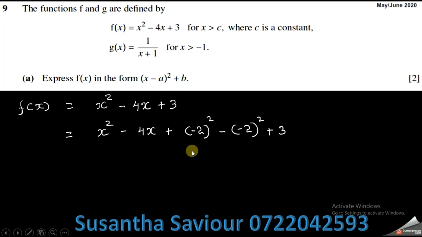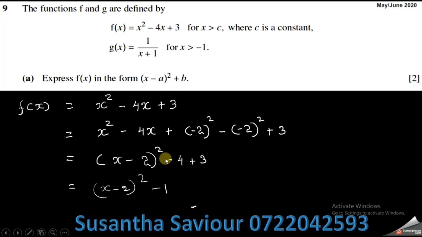Now we can take these three in a square, right? (x minus 2) squared minus, this is minus 4 plus 3. Then our final answer is (x minus 2) squared minus 1. So in this case a is equal to 2, b is equal to minus 1.